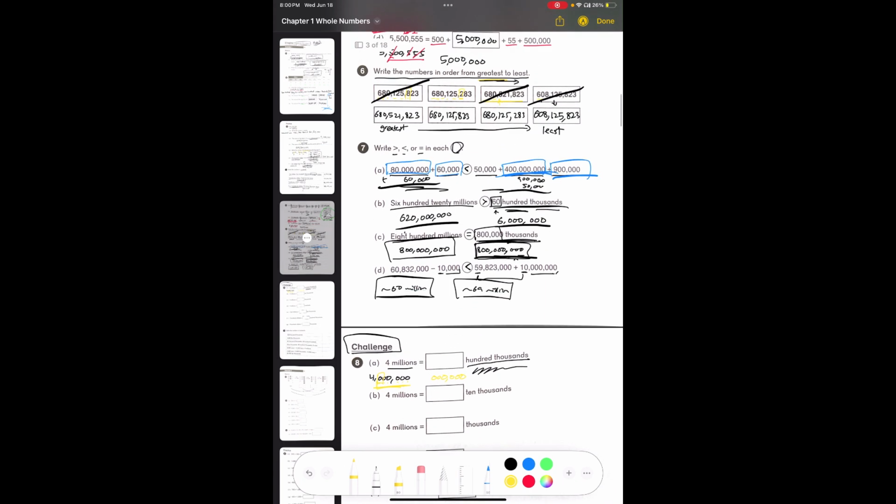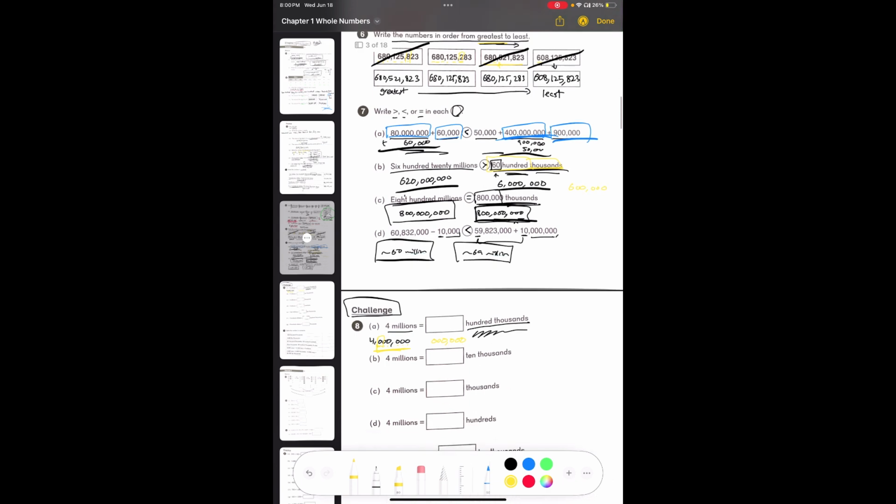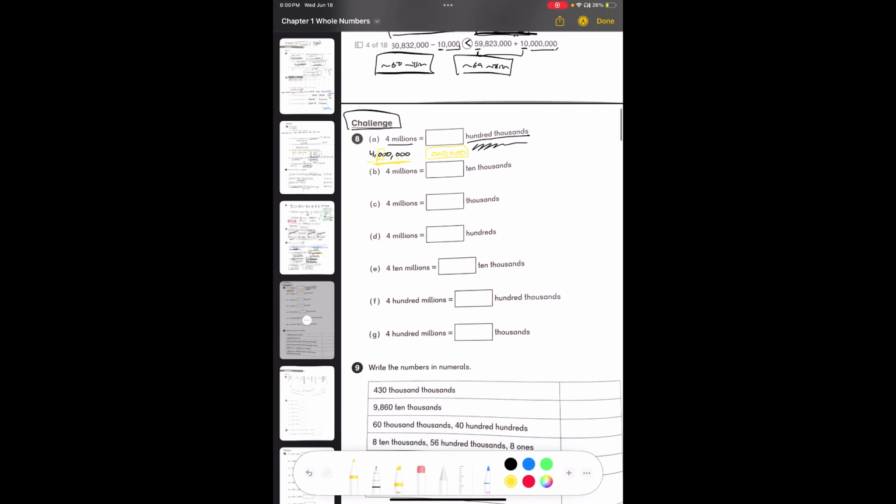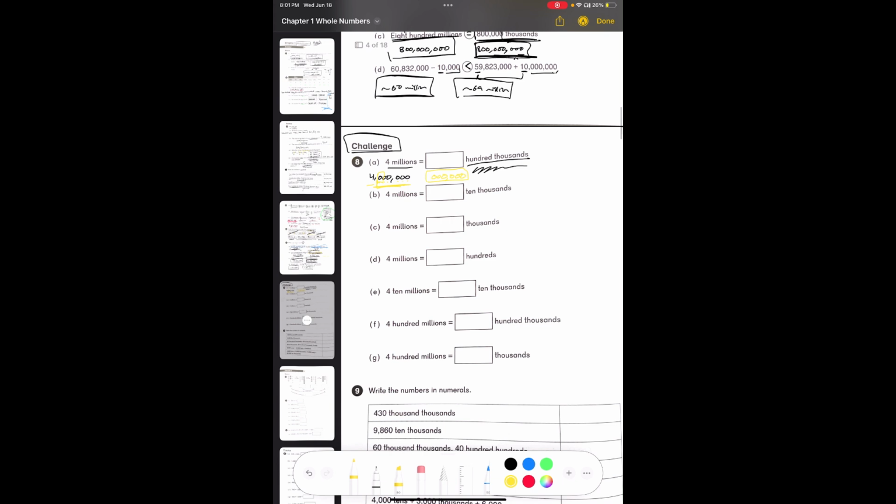Well, as we saw before with 600,000, it's just 600 and then make it to thousands. So we need to add 6 zeros to something to make it 4 million. And I might be saying, well, can't we just have 4 here, right?